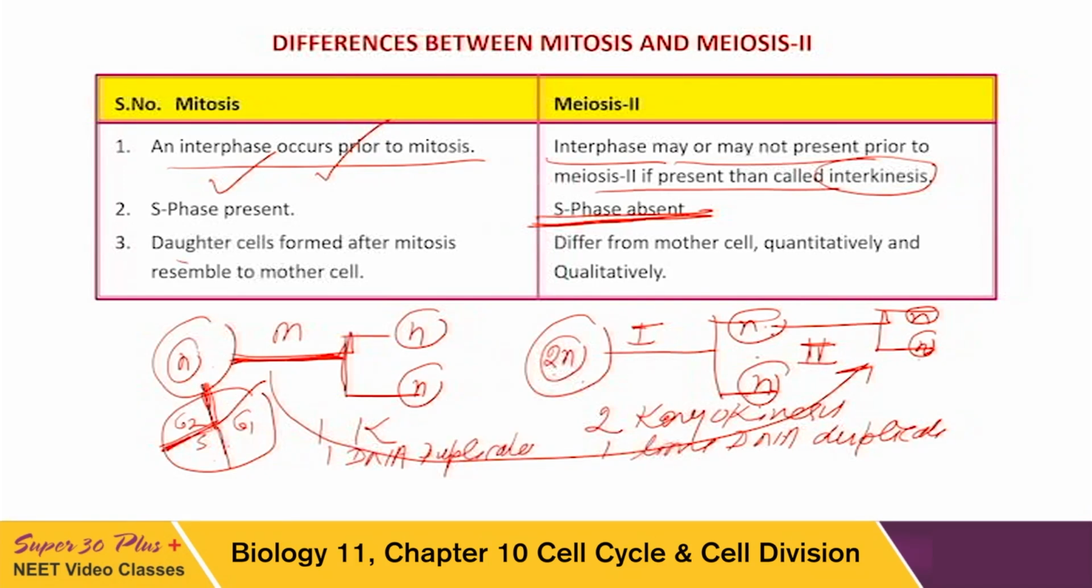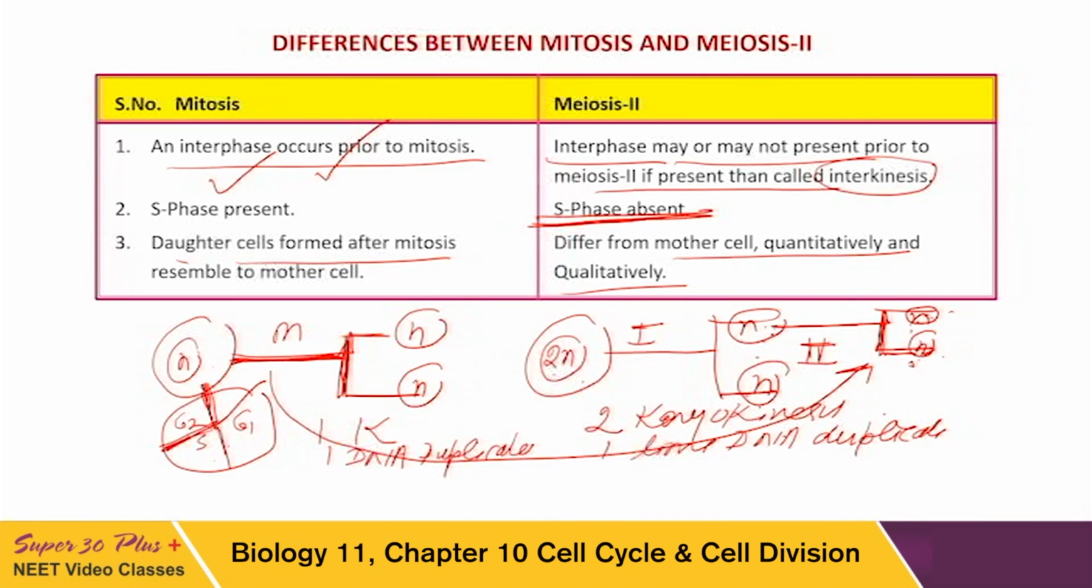Daughter cells formed after mitosis resemble the mother cell. There is no genetic variation. But here, these daughter cells which have been formed, because one different type of chromatid will go to this, different type of chromatid will go to this. That's why these daughter cells are not similar to this cell. They may differ from the mother cell quantitatively and qualitatively. Is it right? So these are the basic and major differences.